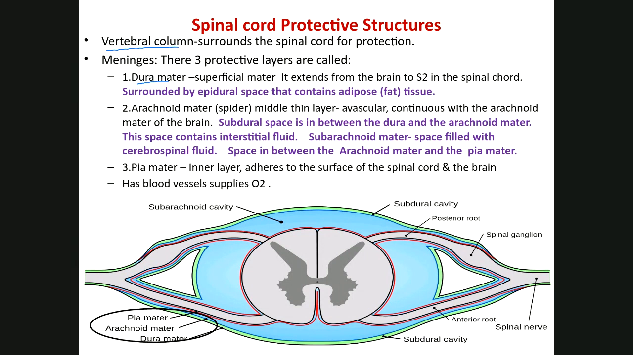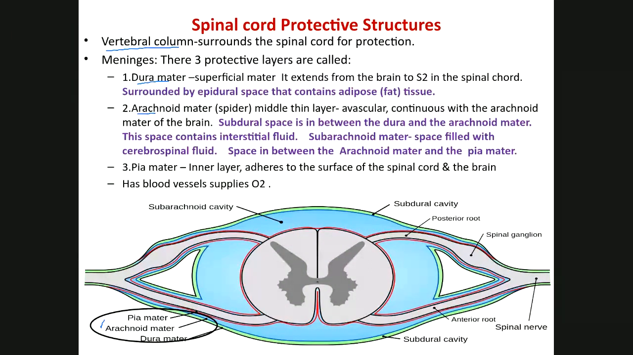The next layer in is called the arachnoid mater. The arachnoid mater consists of connective tissue with a spider web-like arrangement of collagen fibers and some elastic fibers. The innermost layer is called the pia mater, and the pia mater is attached to the surface of the spinal cord and the brain. This is a layer of connective tissue, contains collagen fibers and some elastic fibers, and many blood vessels that provide nutrients and oxygen to the spinal cord.